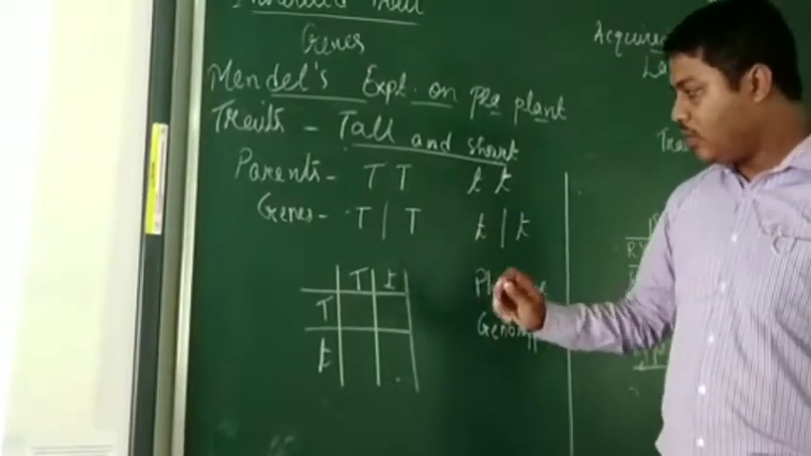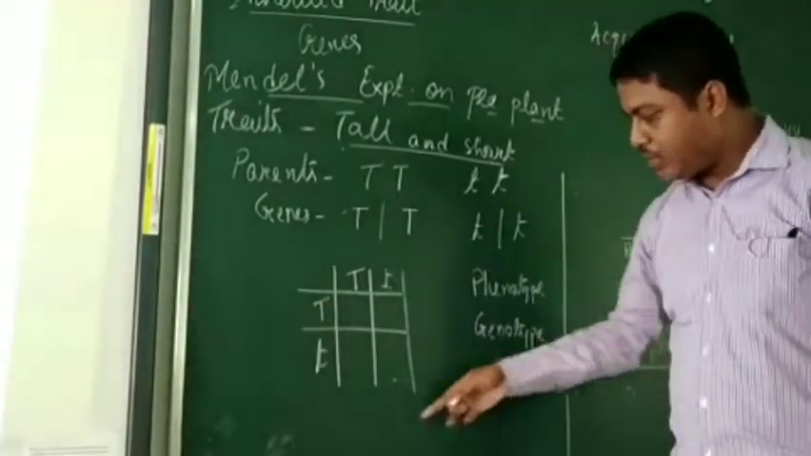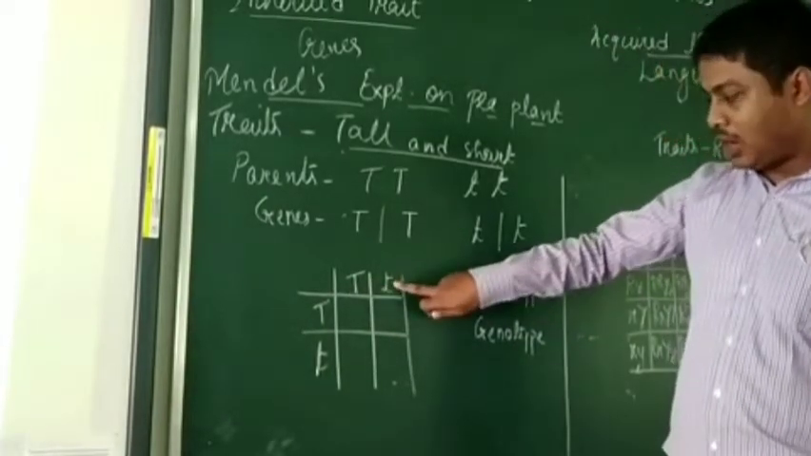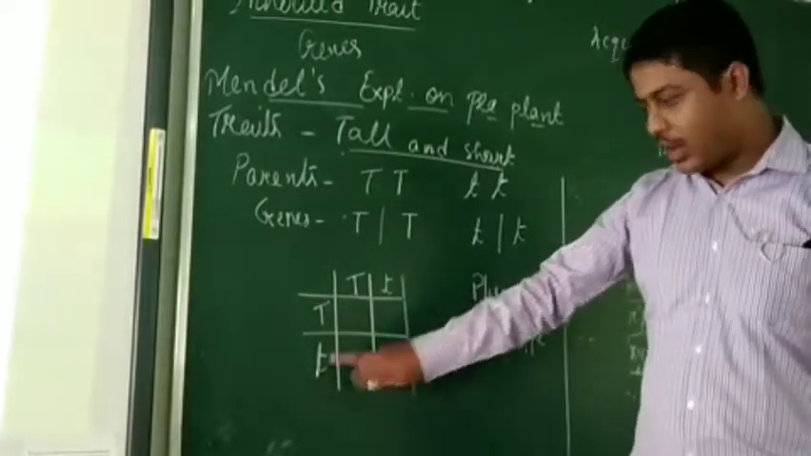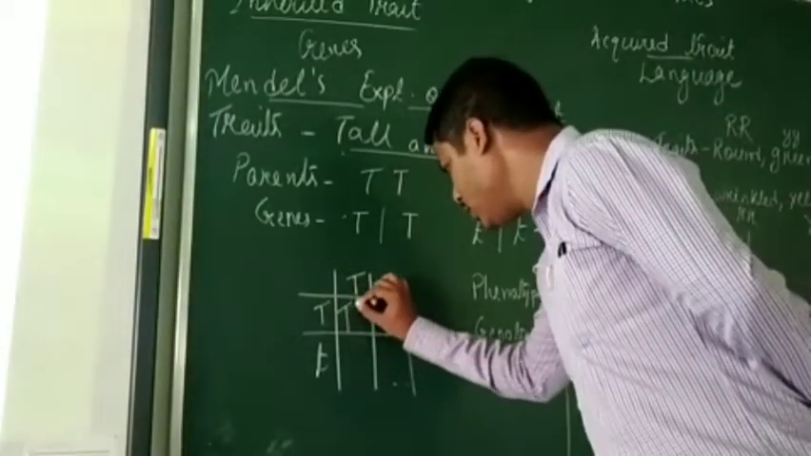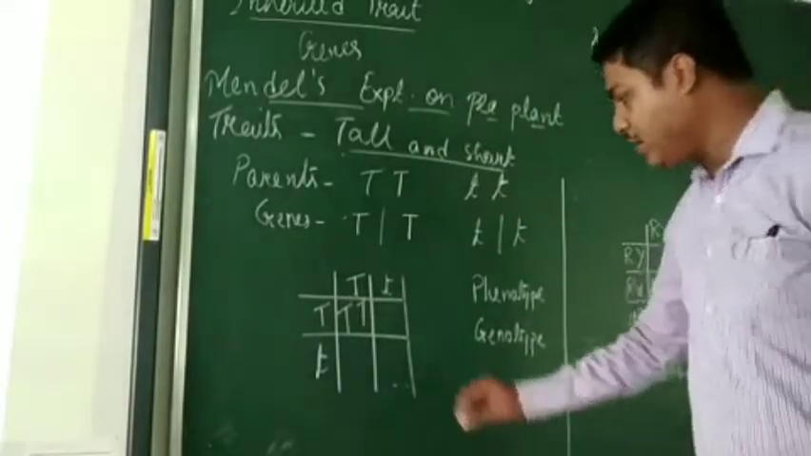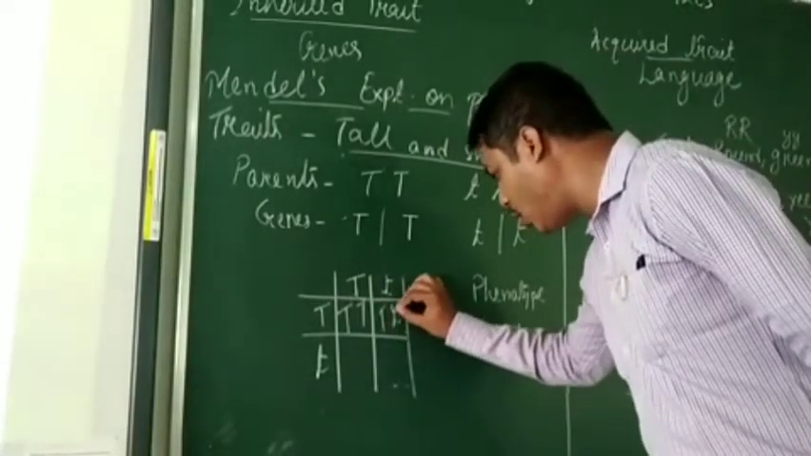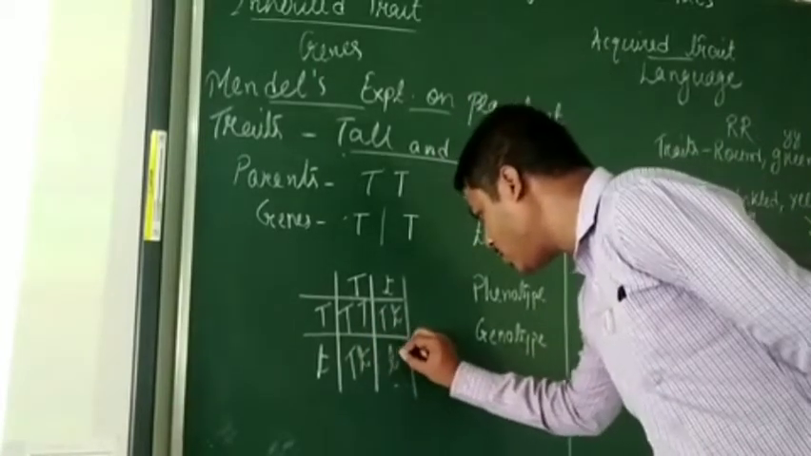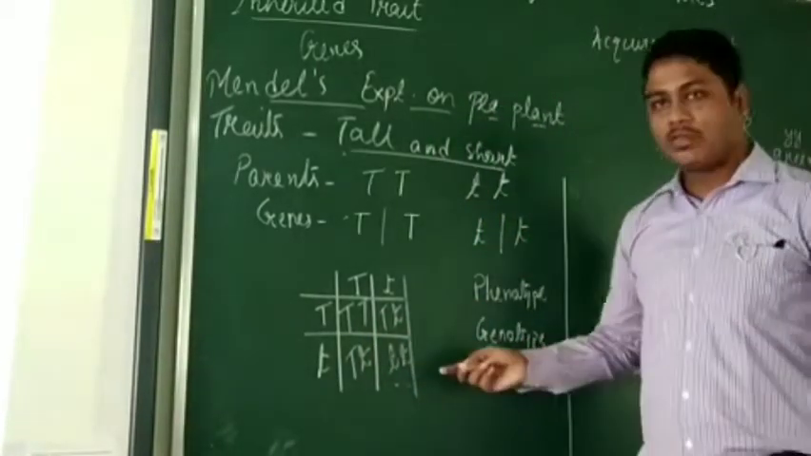Now, what I will do is make a Punnett square. What will the generation look like? You see, capital T, small t, capital T and small t. You write it this way. After that, you just cross multiply. This will be capital T, capital T. This will be capital T, small t. This will be again capital T, small t. This will be small t, small t. This is for the second generation.